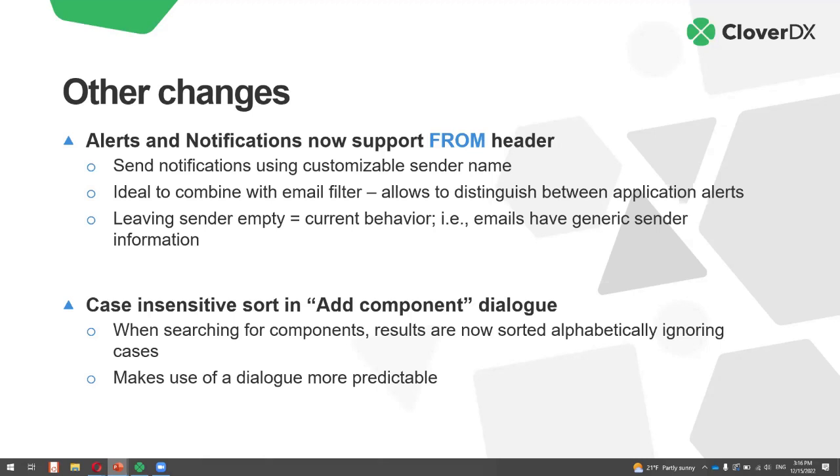Also, another small change: the add component dialog. That's the one which you get by pressing Shift Space in Designer and searching through components. You will get case insensitive sorting. So lowercase g is the same thing as uppercase G, basically.